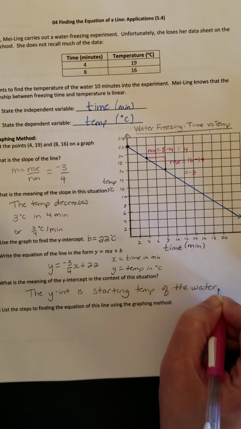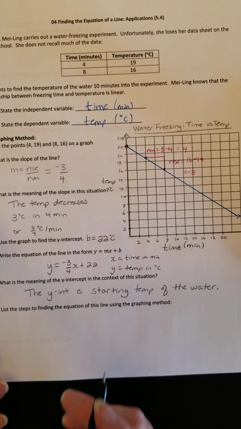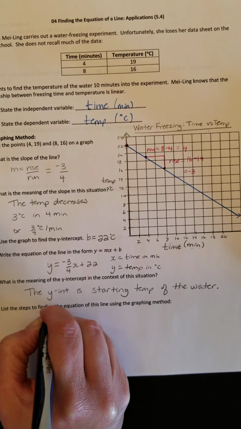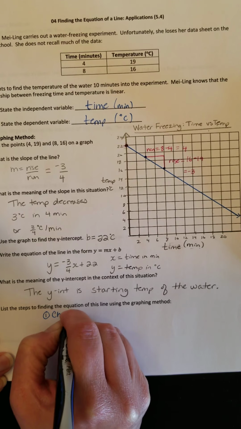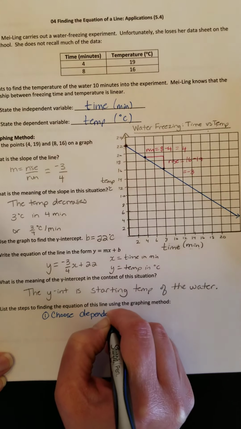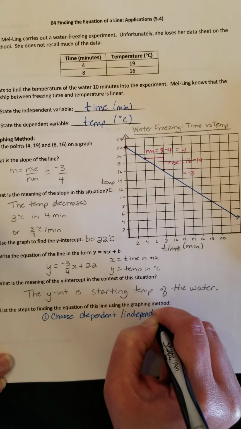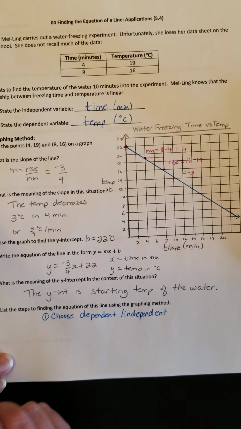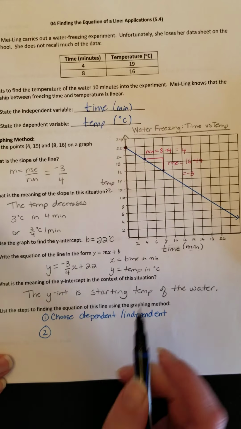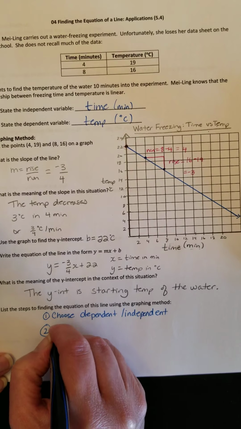Okay, so the last thing is list the steps to finding the equation of the line using the graphing method. So the things that we did here, the first was to choose or identify dependent and independent variables. The next thing, because we need to know which one is the x-axis and which one is the y-axis. The next thing was to graph.